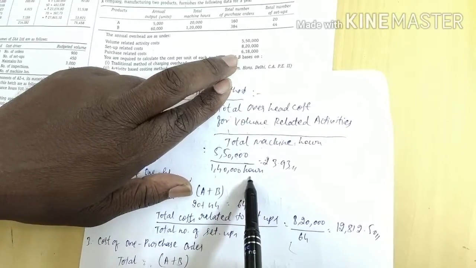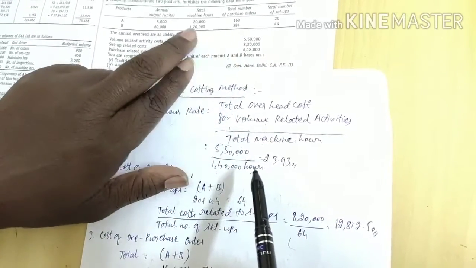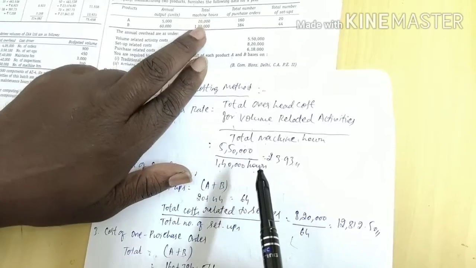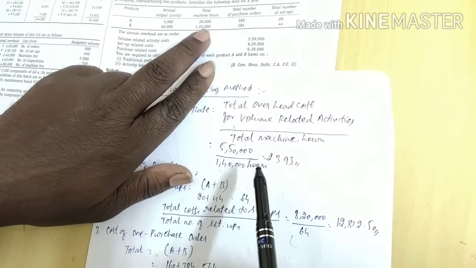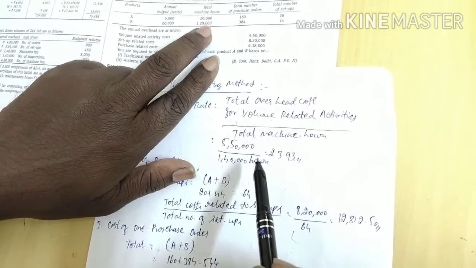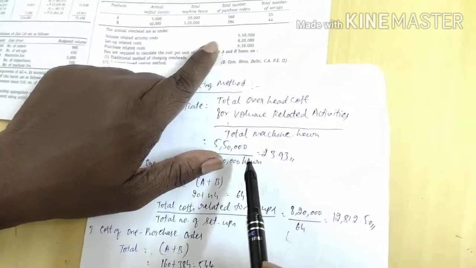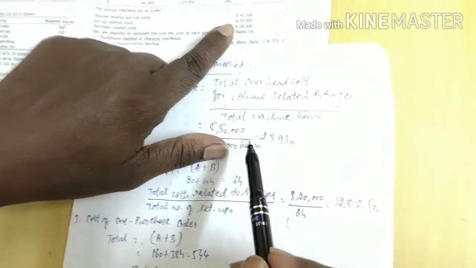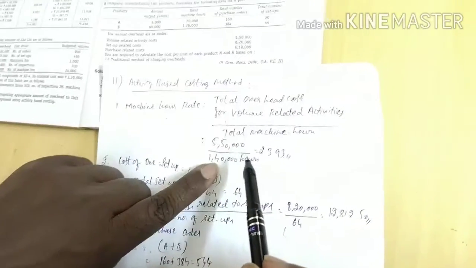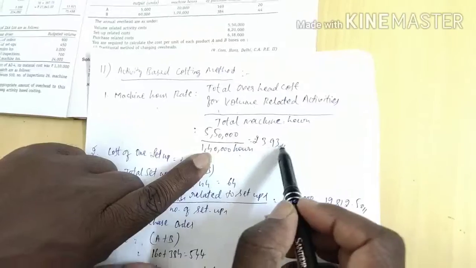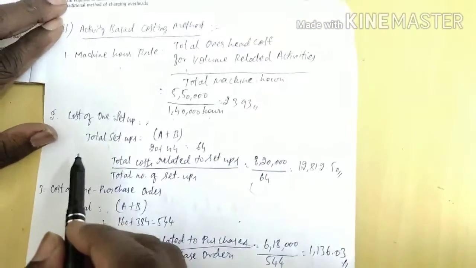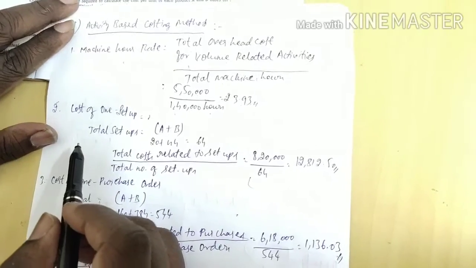You can ask one question: sir, how did 1,40,000 come? If I total it, the machine hours for product A is 20,000, for product B is 1,20,000. When I total, I will get 1,40,000 hours. So when I divide the volume related activity cost by total machine hours, I will get 3.93 rupees.